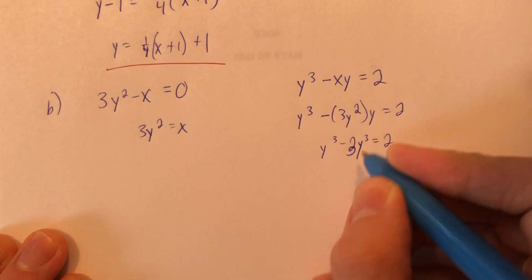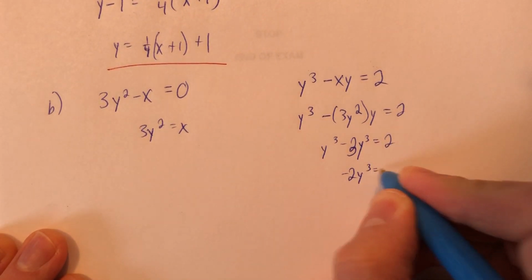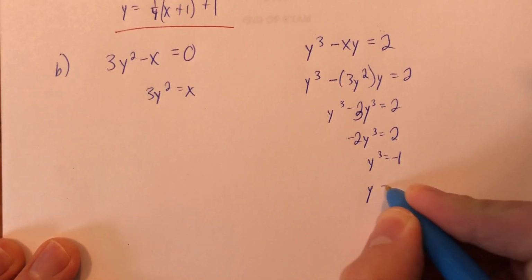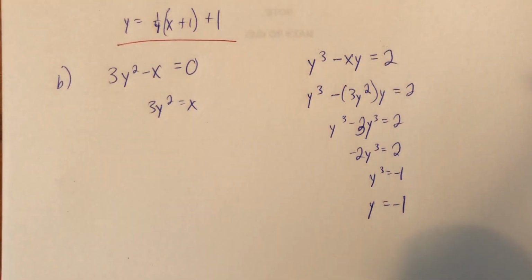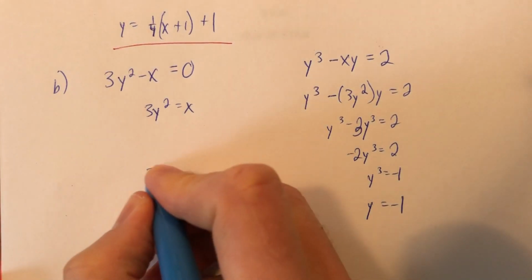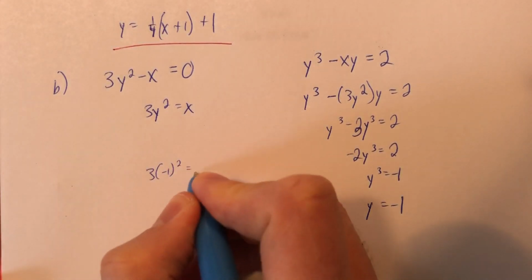3. Sorry, I was getting ahead of myself. So -2y cubed equals 2. So y cubed equals -1. So the cube root of -1 is, well, -1. And now I can find out the actual coordinate. And that coordinate will be, well, let's plug a -1 back in here. So 3 times -1 squared equals x.